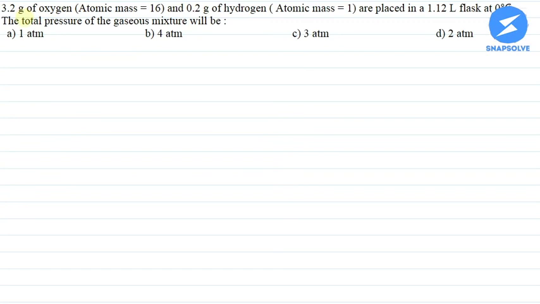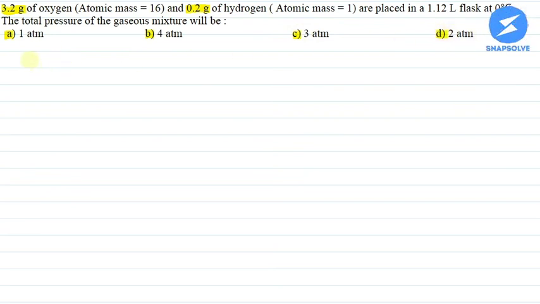Let me explain this question to you now. The question says 3.2 gram of oxygen, atomic mass 16, and 0.2 gram of hydrogen are placed in a 1.12 liter flask at 0 degrees Celsius. The total pressure of the gaseous mixture will be, the options are A. 1 atmosphere, B. 4 atmosphere, C. 3 atmosphere, and D. 2 atmosphere.